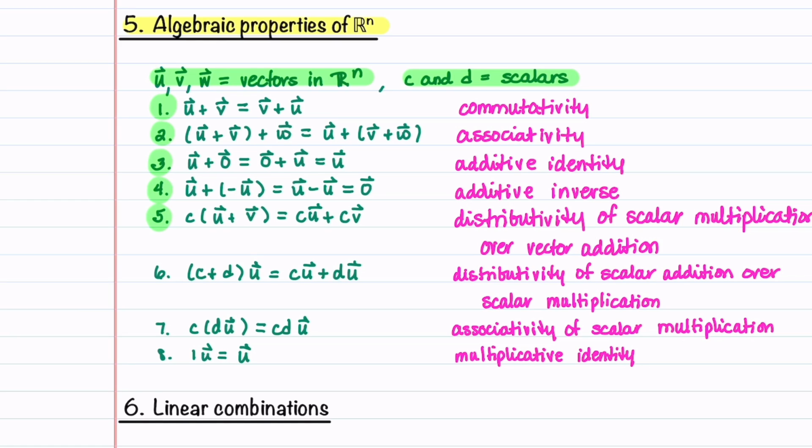The distributivity property of scalar multiplication over addition tells us that we can distribute a scalar and multiply it by both vectors. The distributivity property of scalar addition over scalar multiplication tells us that we can multiply the addition of 2 scalars times a vector by multiplying each scalar times that vector separately. The associativity property of scalar multiplication tells us that we can multiply a scalar times a vector separately, or we can multiply it together. Lastly, our multiplicative identity tells us that when we multiply a vector by 1, we get back that same vector.